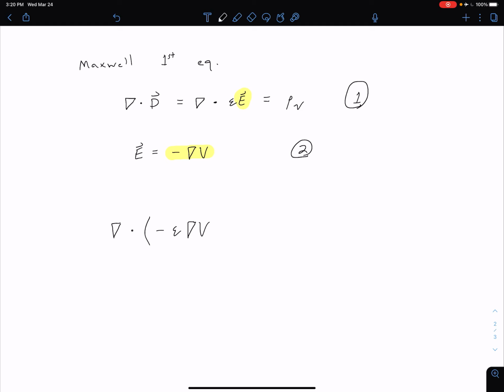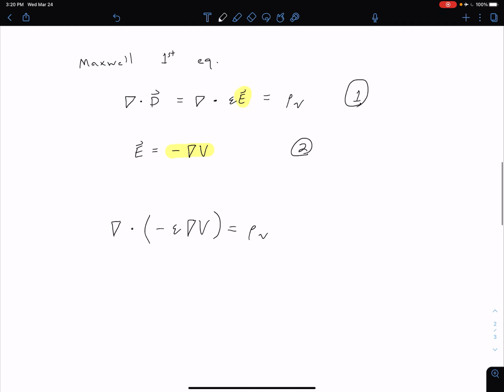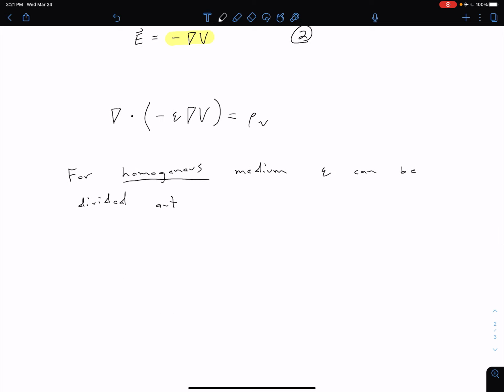And so I can pull that epsilon out if I have a homogeneous material. And so let's set that equal to our rho V. And so we can say for the special case of a homogeneous medium, which of course just means we have the same epsilon value throughout the medium in all directions. So for a homogeneous medium, epsilon can be divided out. So only for homogeneous.